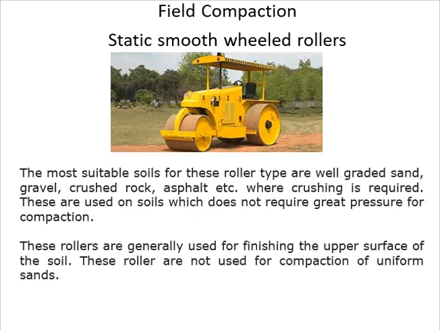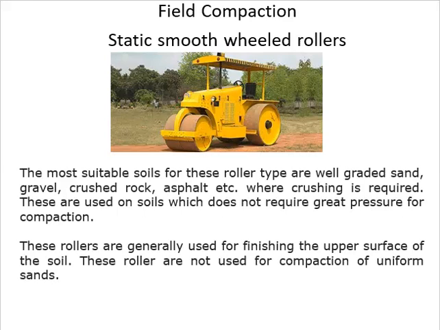Static smooth wheeled rollers have one large drum in front and two steel drums on the rear side. These are generally used for compacting gravels, sand and crushed rock. The gross weight of these rollers is in the range of 6 to 10 tons. The weight can be increased by filling the drums with water or sand.